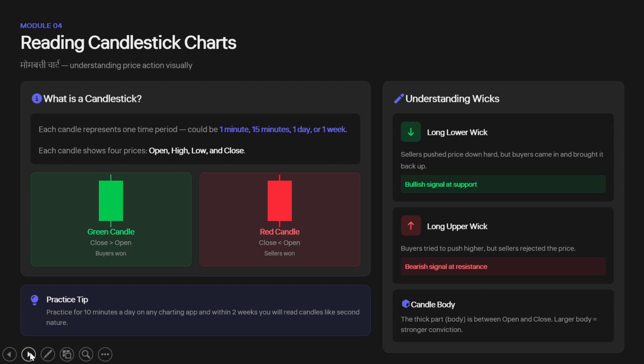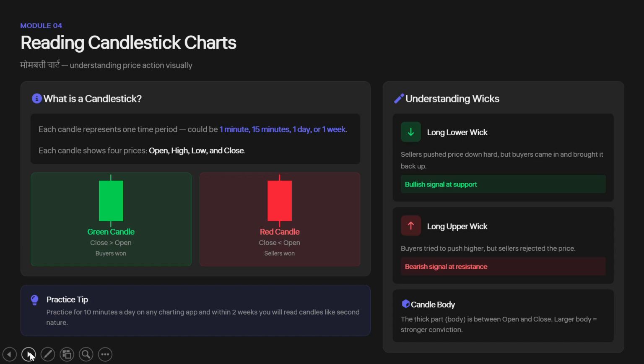Each candle shows 4 prices: the open, high, low, and close. The body of the candle, the thick part, is between open and close. The thin lines above and below are called wicks. The green candle means close was higher than open. Buyers won that period, price went up. A red candle means close was lower than the open. Sellers won, price went down.